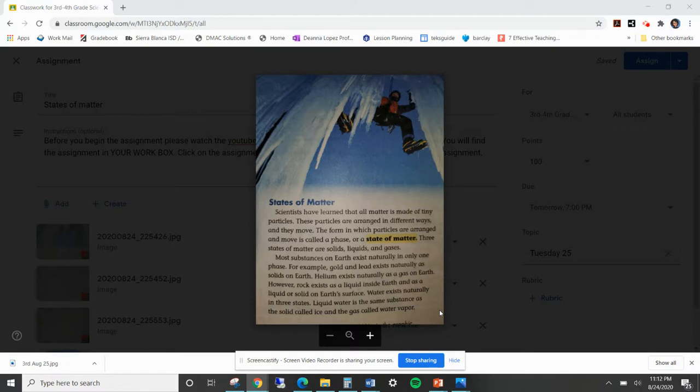Most substances on Earth exist naturally in only one phase. For example, gold and lead exist naturally as solids on Earth. Helium exists naturally as a gas on Earth. However, rocks exist as a liquid inside Earth and as liquids or solids on Earth's surface. Water exists naturally in three states. Liquid water is the same substance as a solid called ice and the gas called water vapor.